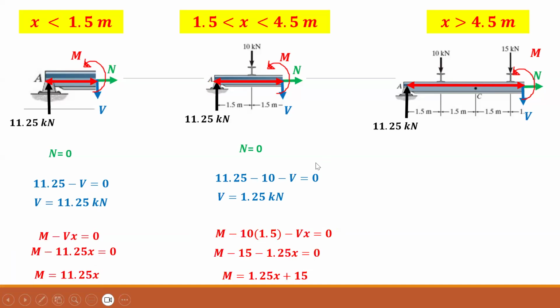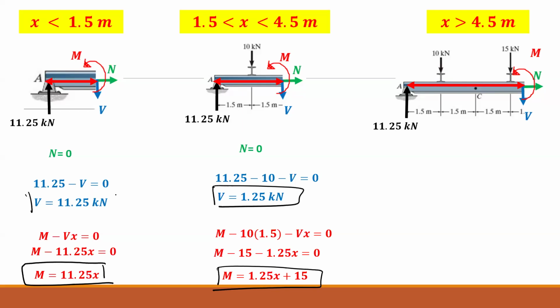So let's leave it like this for the time being. We have M equals 1.25x plus 15, or 15 plus 1.25x, and V is 11.25, and N we found for the section. So can you do the same for the last section? I'll give you a few minutes.